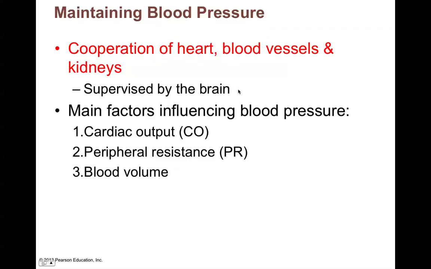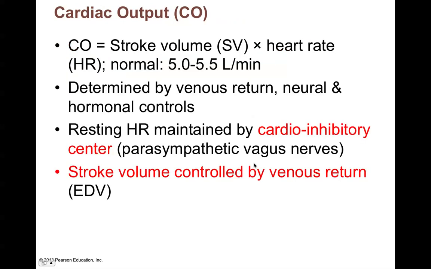Maintaining blood pressure. Through the cooperation of the heart, the blood vessels, and the kidneys, and supervised by the brain, the main factors influencing blood pressure are cardiac output, peripheral resistance, and blood volume. Cardiac output, CO, equals stroke volume times heart rate. Normal is about 5 to 5.5 liters per minute. It's determined by venous return and the nervous system, neural and hormonal controls.